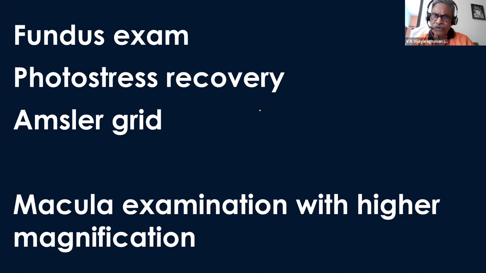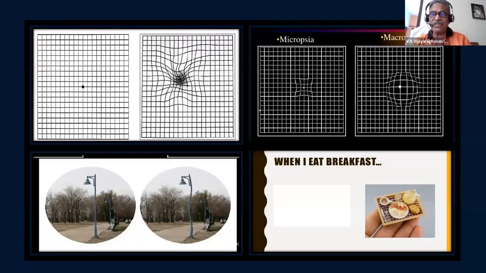These are photostress recovery and Amsler grid testing. You can find out metamorphopsia. With this Amsler grid, I can find out whether metamorphopsia is there, micropsia is there, macropsia is there. I can find out all these. These are all Amsler grid charts. This is called the Amsler chart.